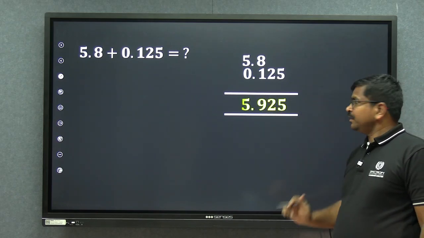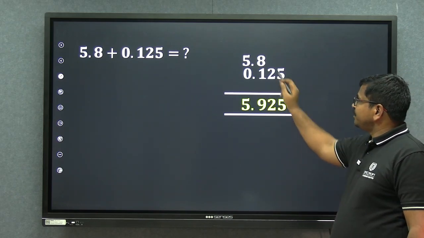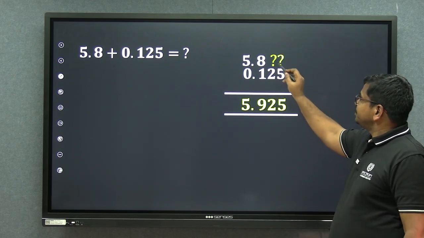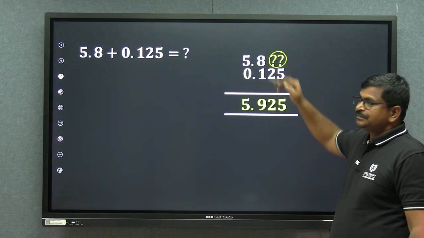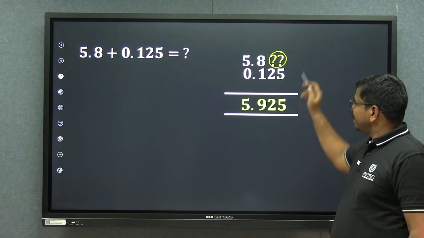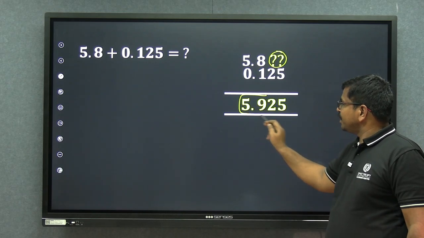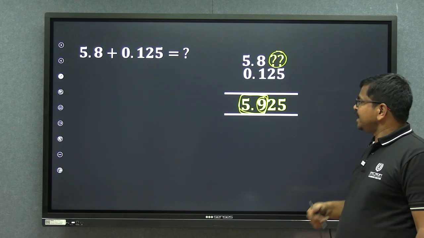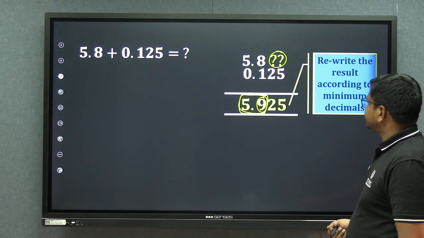If I want to add, I have 5 to 8 plus 1, 9, 5 plus 0, 5. But here I don't know which value is available. As I don't know here, I can add this up to accurately up to how many decimals? Only 1 decimal. So to make it as a rule, let us try to understand here.